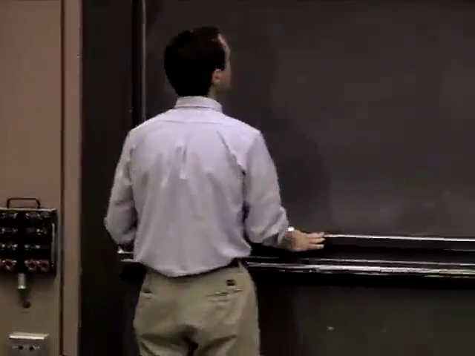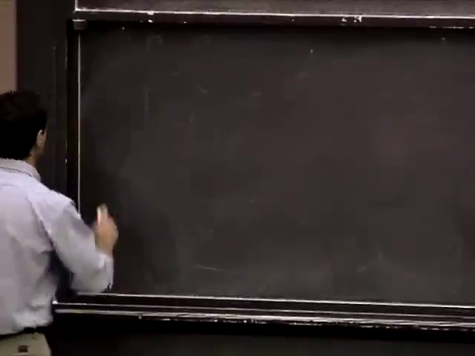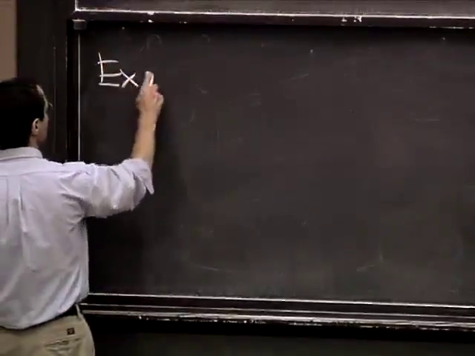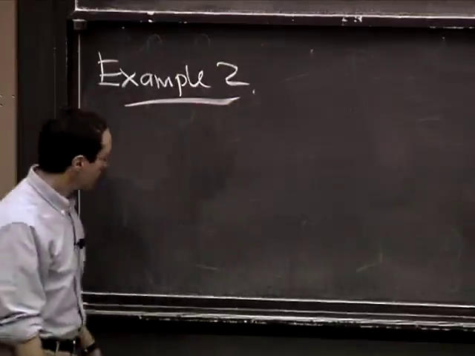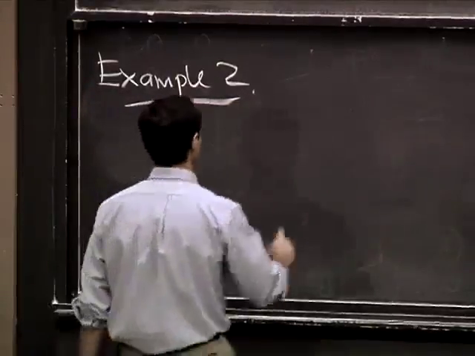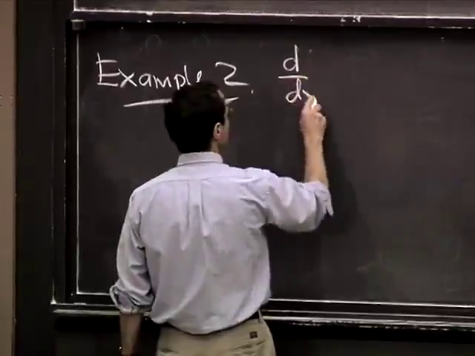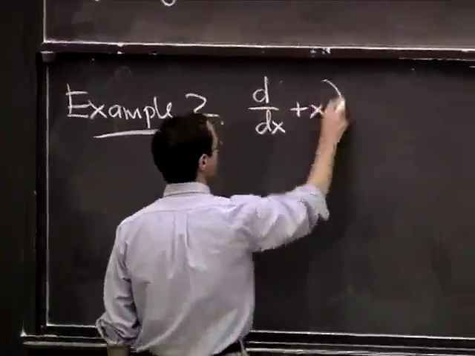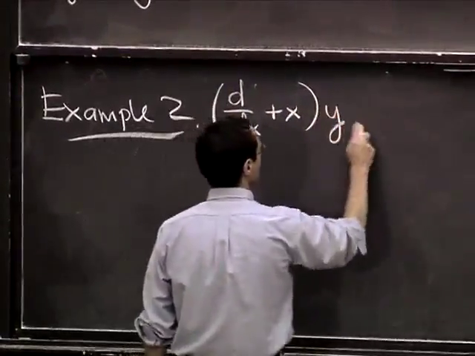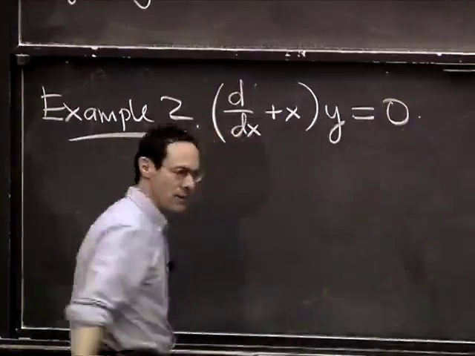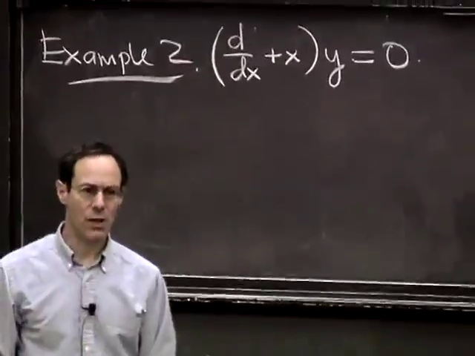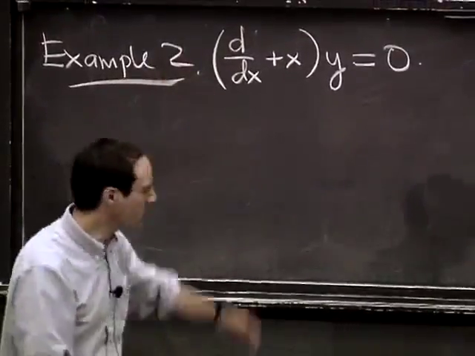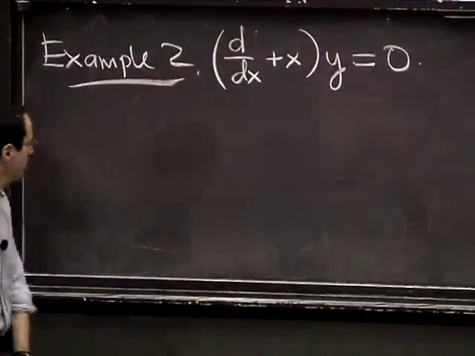First tricky example, or the first maybe interesting example of a differential equation, which I'll call example 2, is going to be the following. d/dx plus x acting on y is equal to 0. So that's our first differential equation that we're going to try to solve, apart from this standard antiderivative approach.